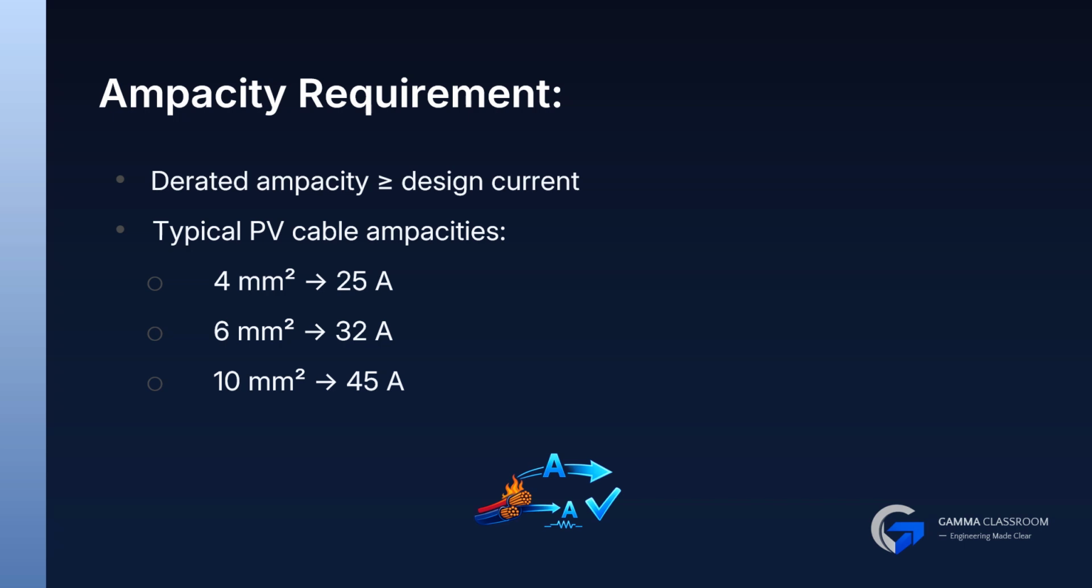Typical PV cable ratings are 25 amperes for 4 square millimeters, 32 amperes for 6 square millimeters, and 45 amperes for 10 square millimeters.